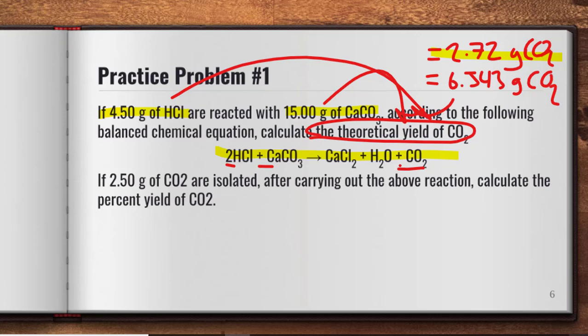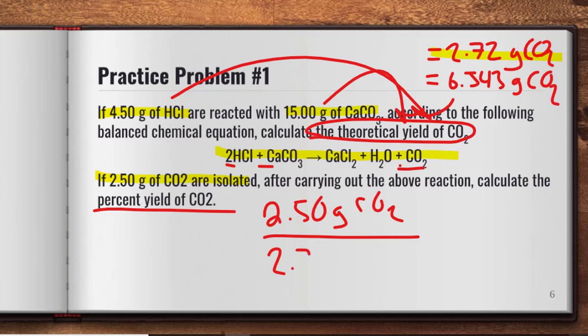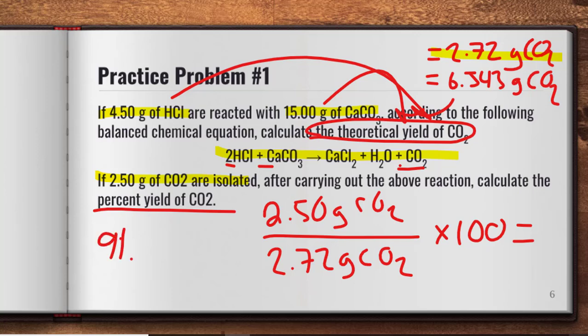If 2.50 grams are isolated after carrying out the reaction, calculate the percent yield. So we're given our actual, we have our theoretical, we can now calculate our percent yield. So what we're going to do is take 2.50 grams of CO2 and divide that by 2.72 grams of CO2. Whatever we get there, we multiply by 100, and that gives us our percent yield. And what we get, using correct significant figures, is 91.9%.